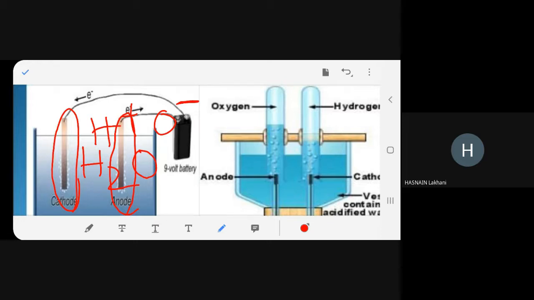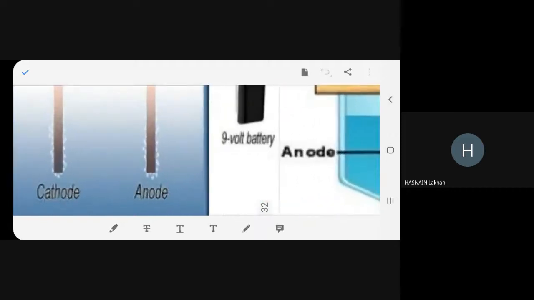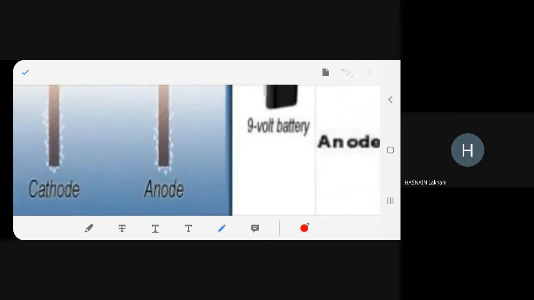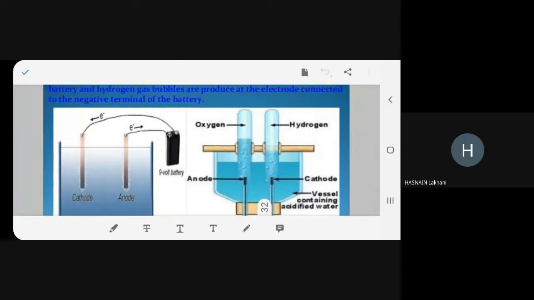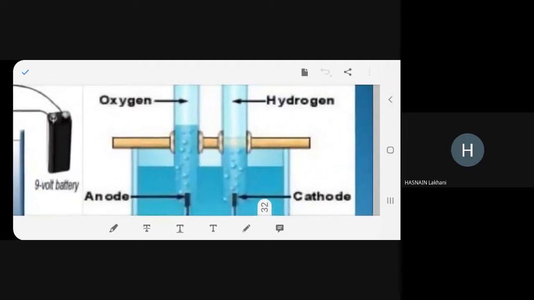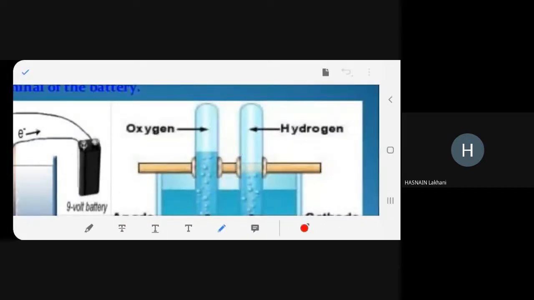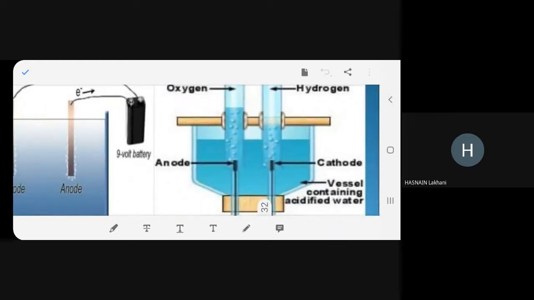So it will get deposited. You can see the deposition over here. These are the deposition in the form of bubbles. Understood, all of you? So this is how you can do the electrolysis of water. Same thing over here. You can see the gas filling up in the test tube. This is oxygen gas and this is hydrogen gas. The water is being split into oxygen gas and hydrogen gas.